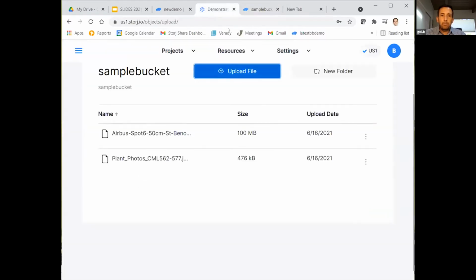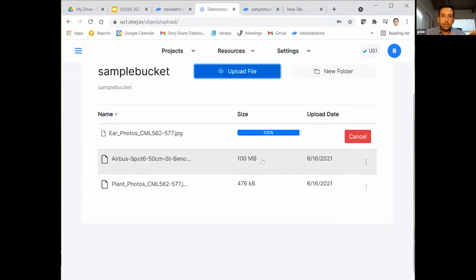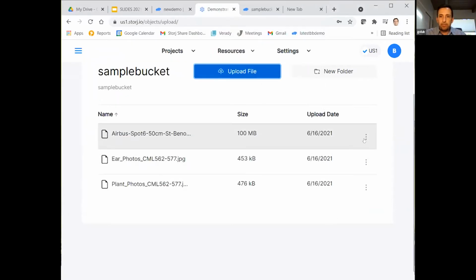If I wanted to upload another file here, I'm going to upload another file from CIMMYT. These happen to be, again, pictures of ears of wheat, and you'll see that this is happening very rapidly.